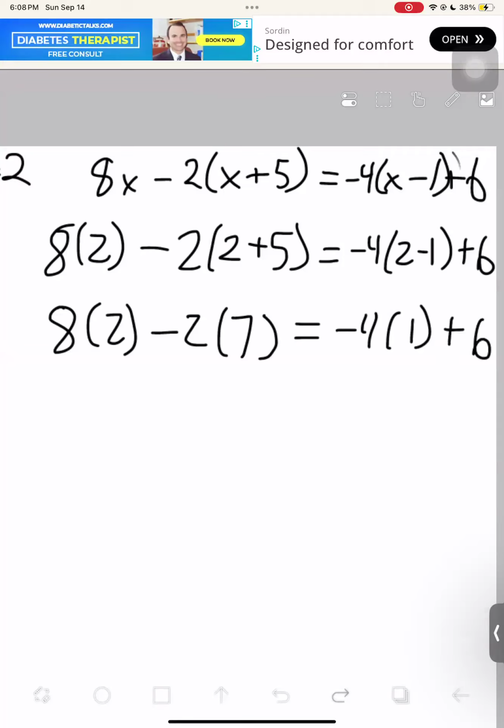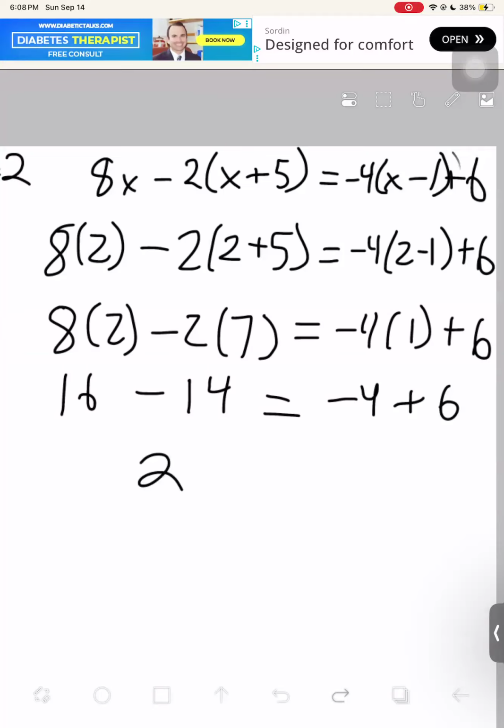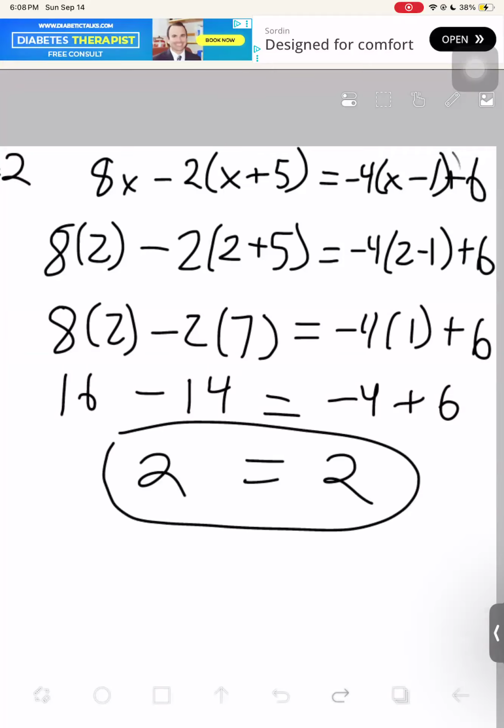6. Last but not least, what is 8 times 2? That is 16 minus, and then what is 2 times 7? 14. And that has to be equal to negative 4, because negative 4 times 1 is negative 4, plus 6, right? And now 16 minus 14 is 2. And on the other side, what is negative 4 plus 6? That is 2 as well. And we checked our work.